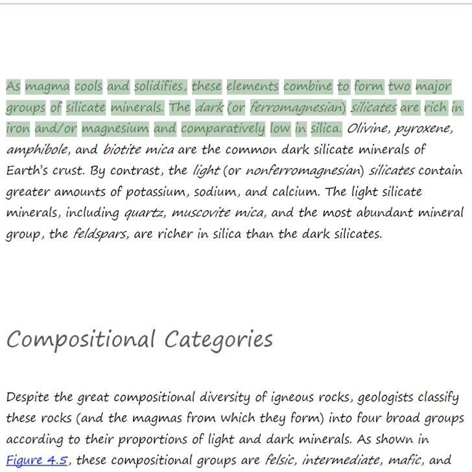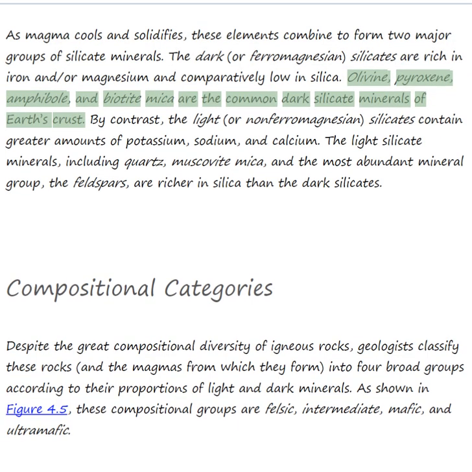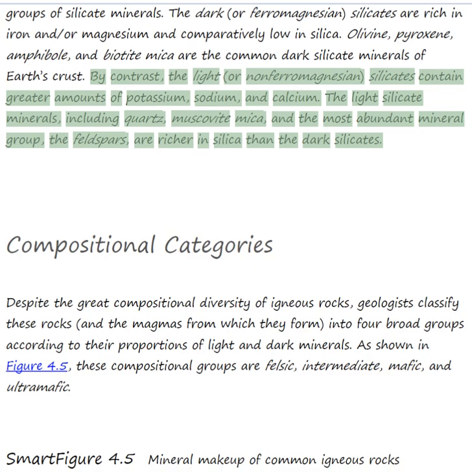The dark silicates are rich in iron and/or magnesium and comparatively low in silica. Olivine, pyroxene, amphibole, and biotite mica are the common dark silicate minerals of Earth's crust. By contrast, the light silicates contain greater amounts of potassium, sodium, and calcium. The light silicate minerals, including quartz, muscovite mica, and the most abundant mineral group, the feldspars, are richer in silica than the dark silicates.